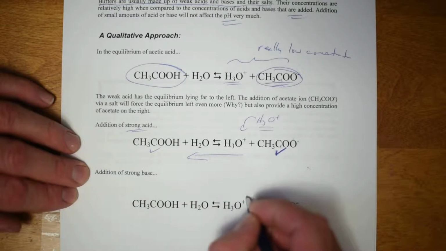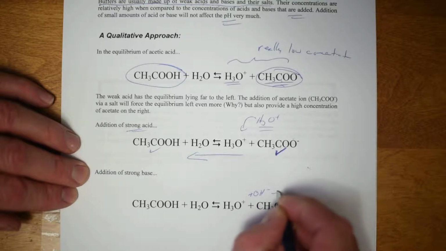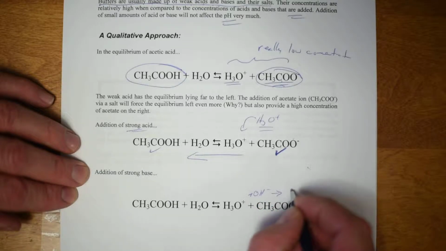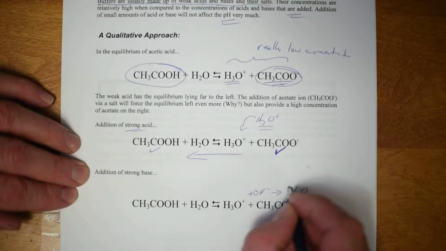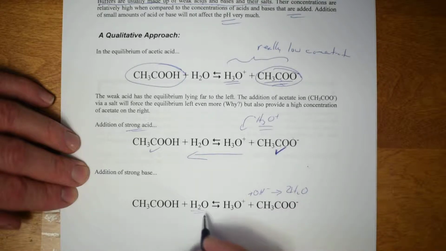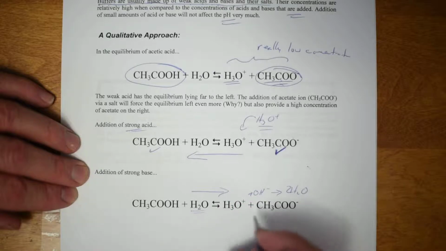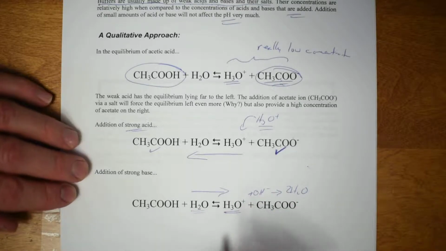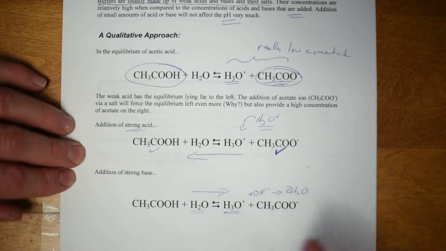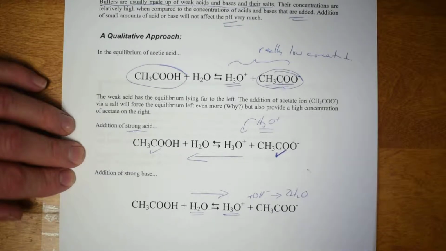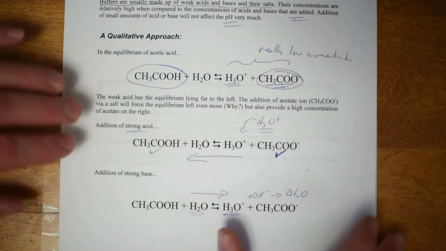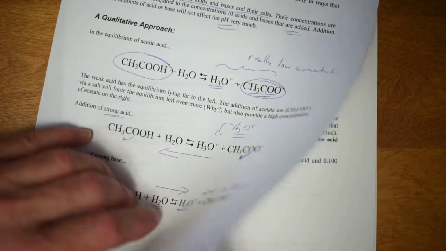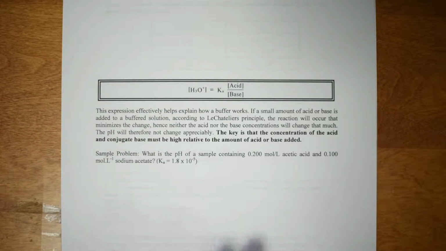Similarly, if I add base, for instance OH minus, I'm going to neutralize my H3O+ and form water. I could look at this in two ways. I could say that if my water concentration goes up, I'm going to drive the equilibrium that way. But the reaction will take place. It tends to replace the H3O+, and thus keeps the pH at roughly the same level. So that's the qualitative approach, and right now that's all you're going to need for what we're going to do.